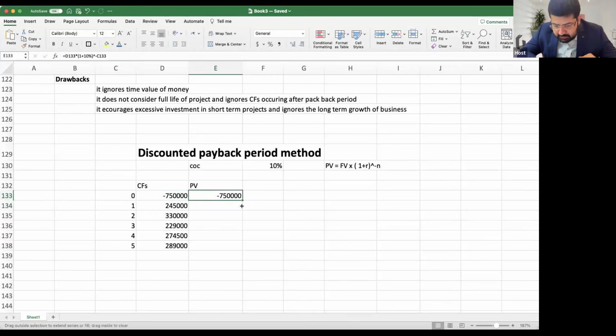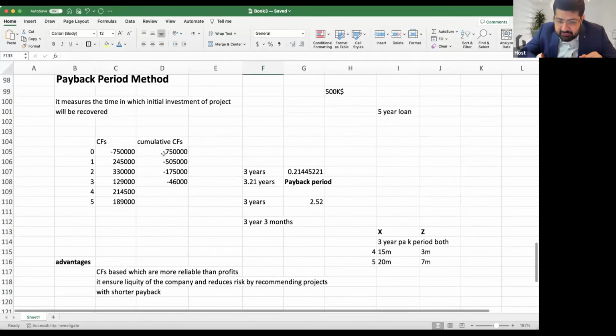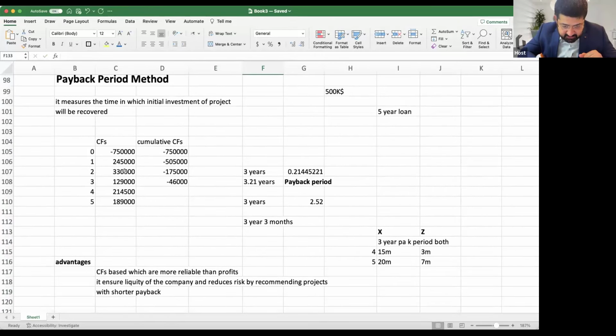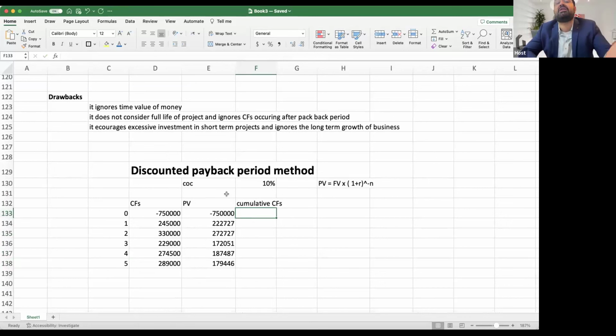Now, here we simply drag it and apply the formula. So present values we have calculated. I hope it is clear because all of you are using Excel sheets in your workplaces. Earlier we were making the cash flow column cumulative, but here we will make it cumulative for present values. That's why it is called discounted payback.